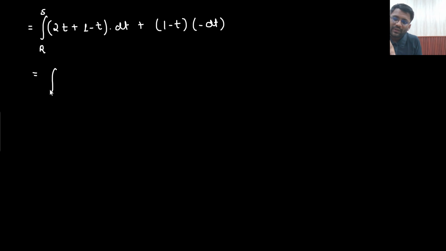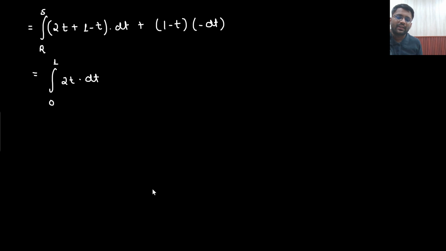So let's replace that. What are you getting? T going from 0 to 1. This will be your dt, you can take it outside. So what will you get here? T plus 1 plus t minus 1, so 2t you are getting here. 2t dt. Say yes or no?